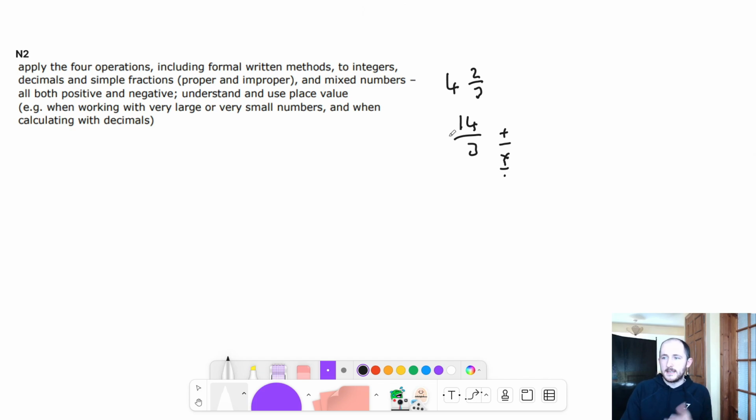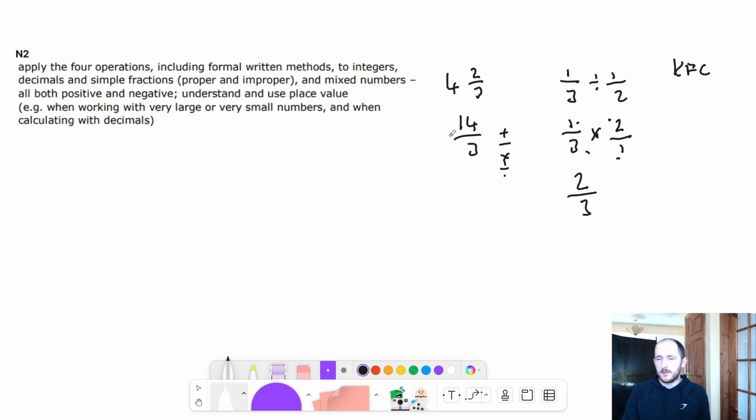When you divide 2 fractions, so let's say if we have 1/3 divided by 1/2, you use KFC. The K stands for keep, so you keep the first fraction the same. F stands for flip, so you flip the second fraction. And C stands for change, which means you change the divide to a multiply, and then you just multiply the top numbers and the bottom numbers, so 2/3.